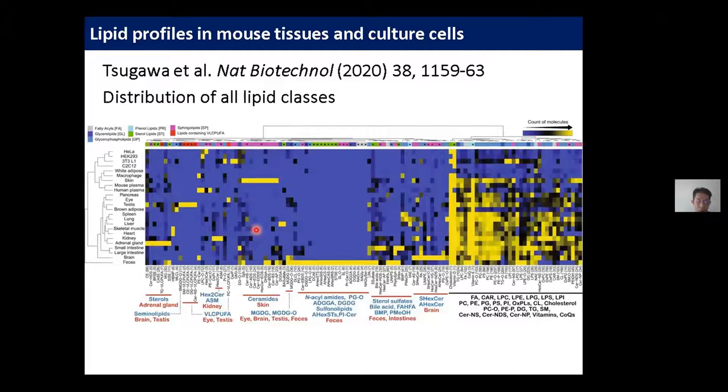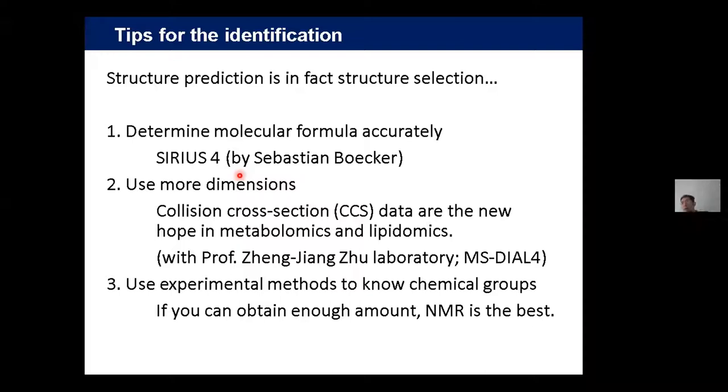So in summary, my recommendation for metabolome analysis is first determine molecular formula accurately. This is the crucial part. You can use our software program or there's a famous program called Sirius4, developed by Sebastian Böcker in Jena, Germany, for formula determination. The next step is you need to confirm your prediction using various methods.